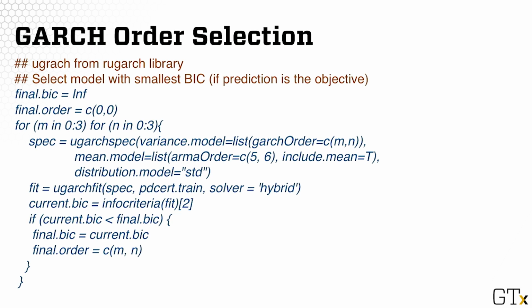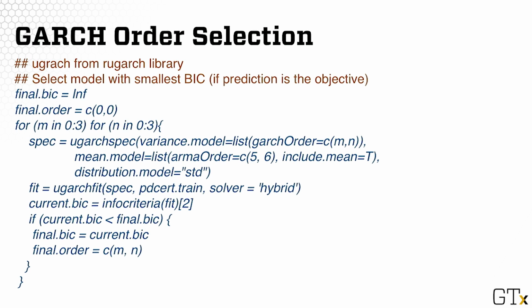To select the orders, we loop over all combinations of orders M and N with values between 0 and 3. Note that we consider somewhat smaller orders for GARCH than we use for ARMA modeling, since a small GARCH model commonly is sufficient in modeling the volatility.